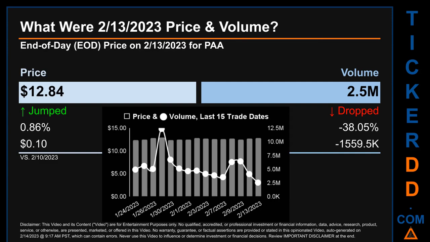Across a range of 55 cents, the max and minimum end-of-day price were respectively 12.96 and 12.41. Volume saw a range of 9.8 million, from a day low of 2.5 million to a day high of 12.4 million.